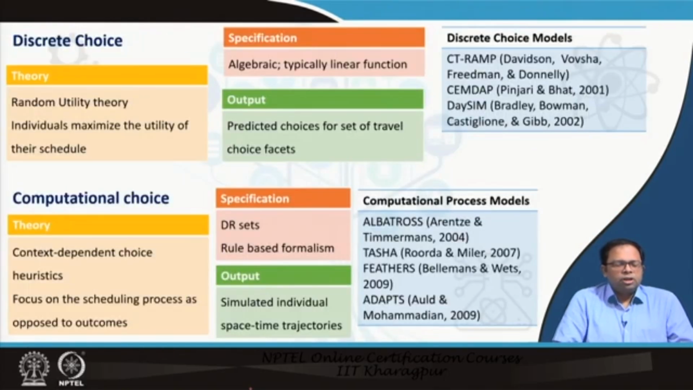Then the discrete choice model, where random utility theory was used. Individuals maximize the utility of the schedule, that we have learned earlier. So here we maximize the utility of the entire day's schedule. Instead of maximizing utility of a mode choice or a destination choice or a location choice, we maximize the utility of a particular schedule. It is based on a linear function. We know that any logistic regression model is based on that linear function, and the outcome is the predicted choices for a set of travel choice facets.